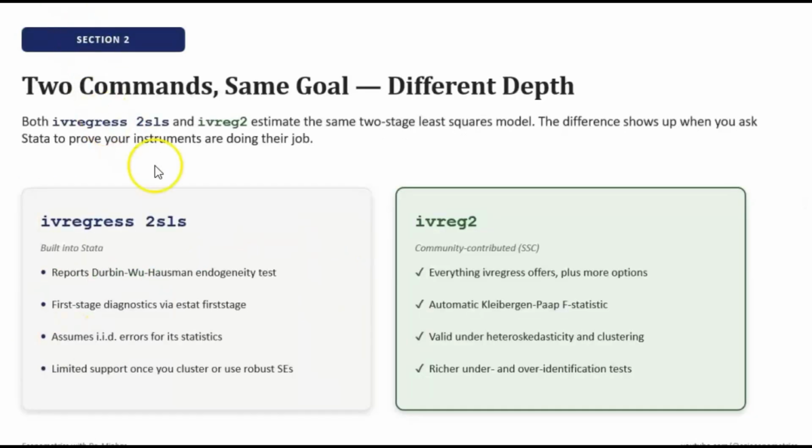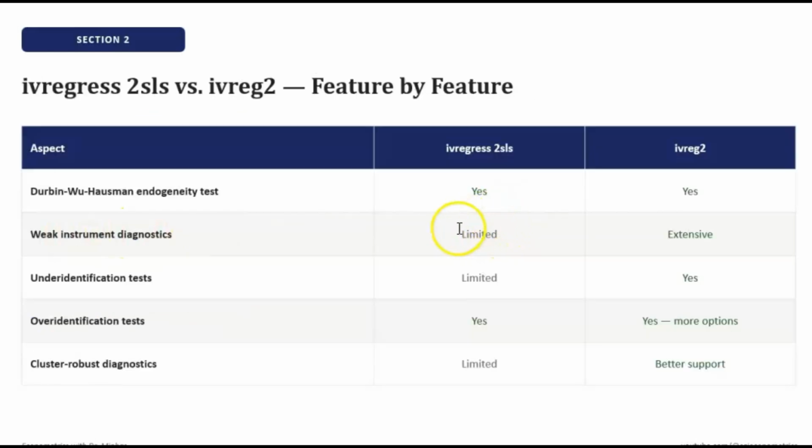So now we will compare both commands, IVREGRESS and IVREG2. First, both commands report the Durbin-Wu-Hausman endogeneity test. Basically, the IVREGRESS 2SLS command assumes IID errors for its statistics, but IVREG2 is valid under heteroscedasticity and clustering. Other than that, IVREGRESS has limited support once you cluster or use robust standard errors, but IVREG2 performs better when you cluster your data. Next, IVREGRESS 2SLS has limited capabilities, but IVREG2 has extensive capabilities. Under the under identification test, IVREGRESS has limited capabilities as compared to IVREG2.